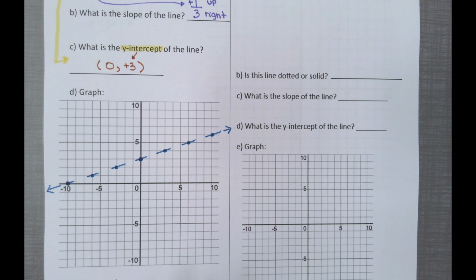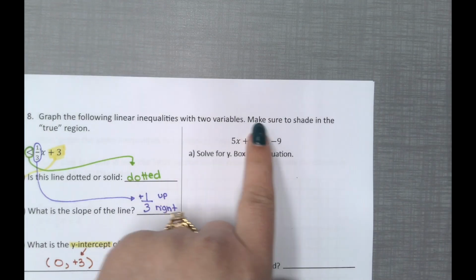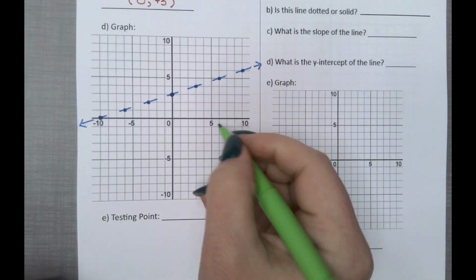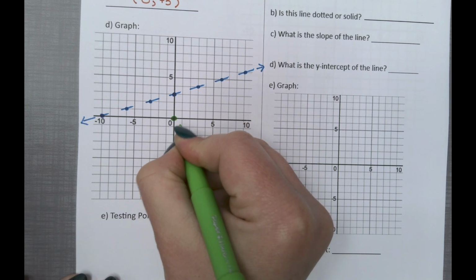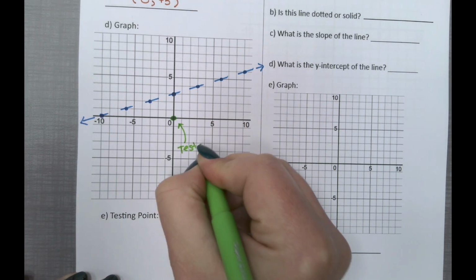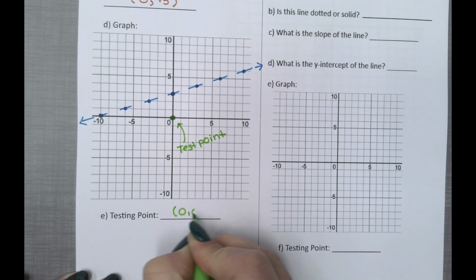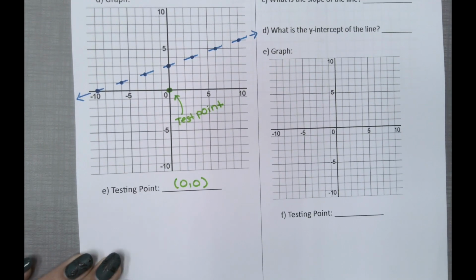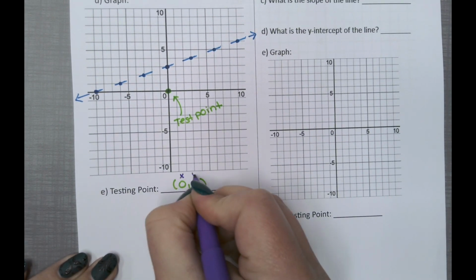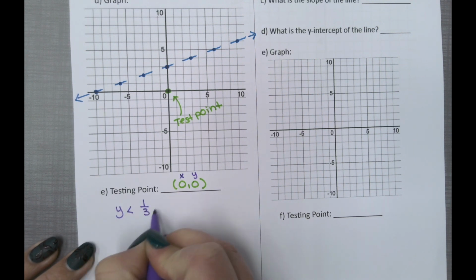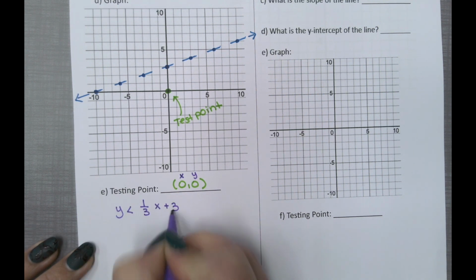Now we're not done. Because this is an inequality, we want to make sure to shade in the true region. That means we're going to be needing a testing point. Again, I like to choose 0, 0 as a testing point. So I'm going to go here and say testing point. And my testing point is 0, 0. Now I'm going to label that x and y, and I'm going to copy down the original inequality. Y is less than 1/3 x plus 3.